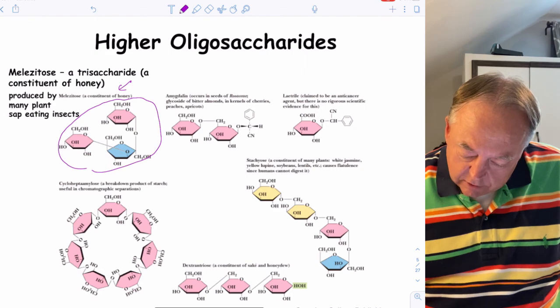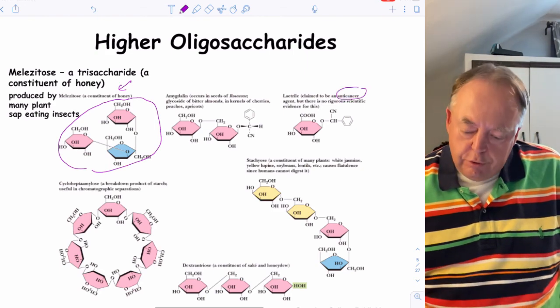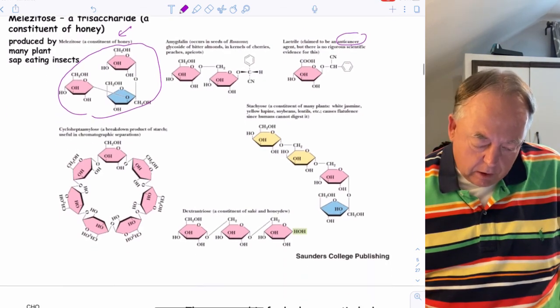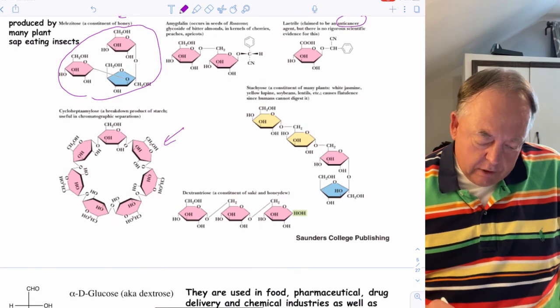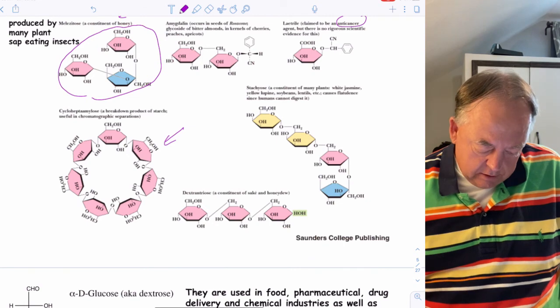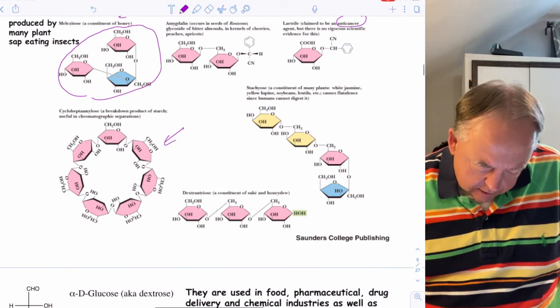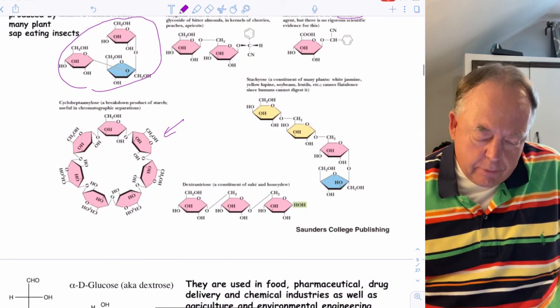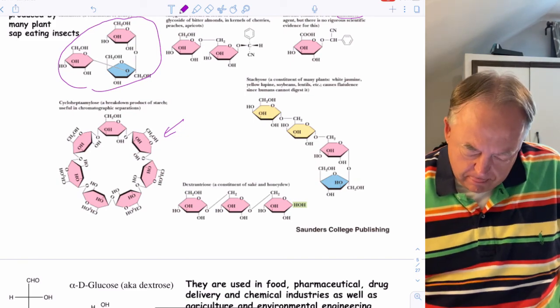Some of these have pharmaceutical uses, so that's thought to have anti-cancer properties. For example, this one, we have the 6 carbohydrates in a ring, and we'll talk about that soon, maybe the next slide. Yeah, the next slide, where that has applications in chemistry lab.